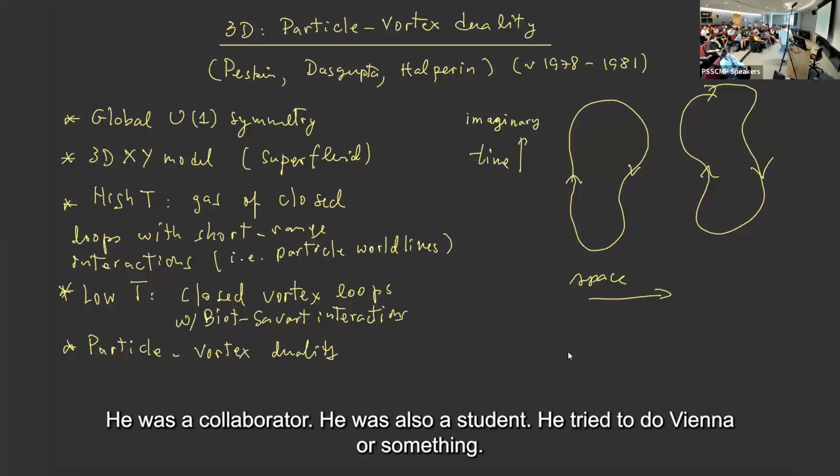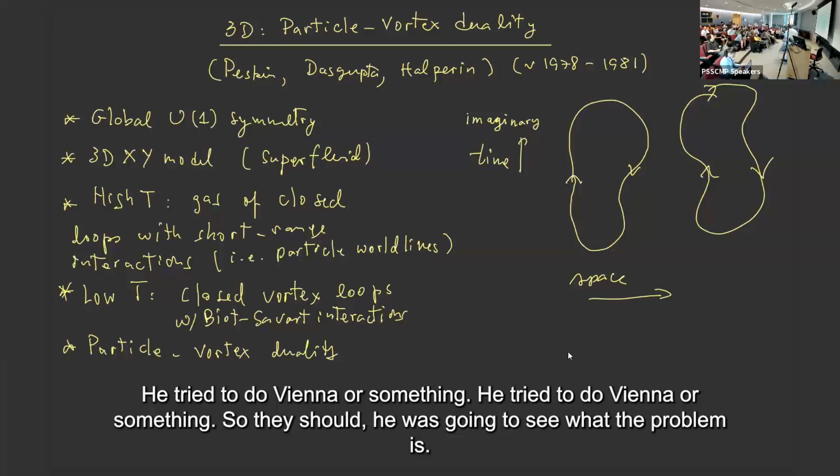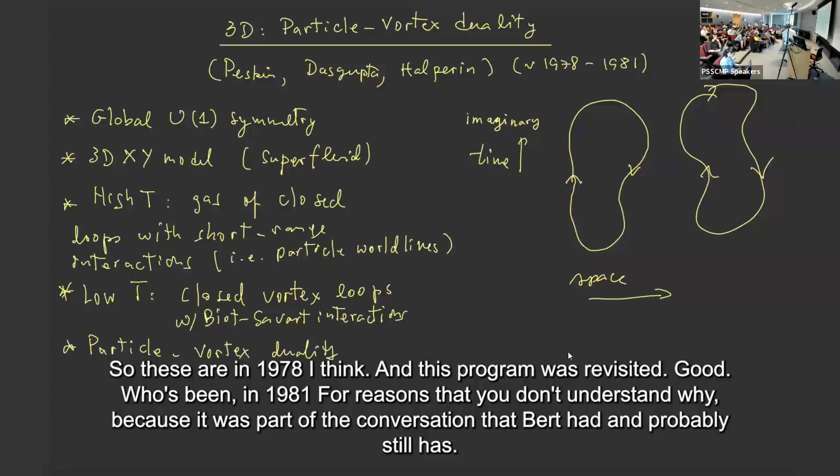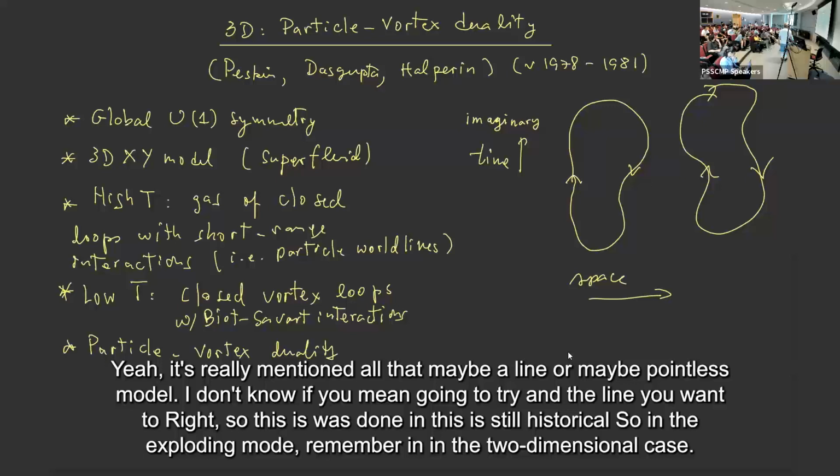Prestin had the first version of this, and Stone, with a collaborator, he was also a student, tried to do the analog or something. So the issue, you're going to see what the problem is. This is in 1978, I think. And this problem was revisited by Dasgupta and Bert Halperin in 1981, for reasons that you will understand, because it was part of an obsession that Bert had and probably still has. Yes. In 3D, all that's maybe a line or maybe a point is normal. I'm going to explain that. The line, you are the particle. I'm going to explain that. Okay. Right, so this was done, this is still historical.